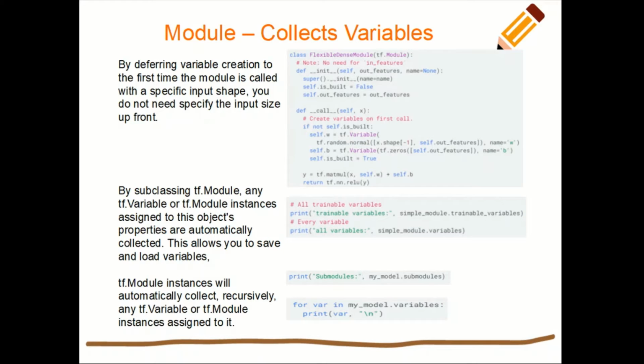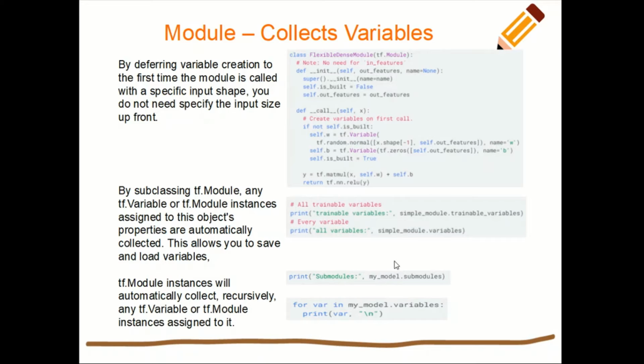So if there is a module and within the module there are other variables, they also are going to be collected automatically. Okay, so how can we access the collected variables? If we are creating an instance of the tf.module, say in this particular case it is named simple_module, then we can access it using the dot trainable_variables. Or if we just say dot variables, then we will get all the variables whether they are trainable or non-trainable, and we can also collect the submodules.